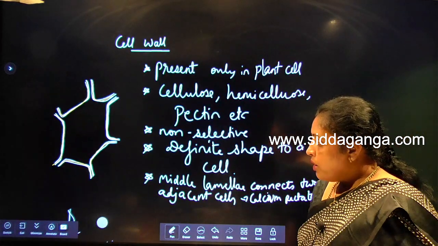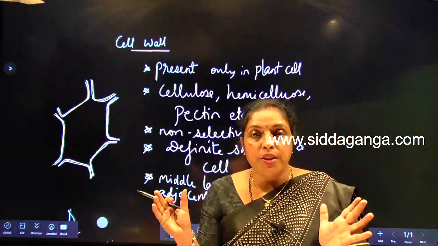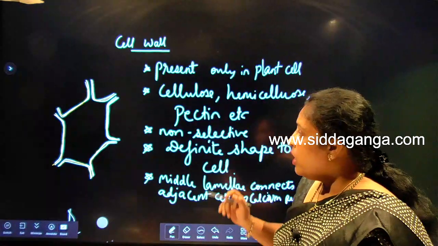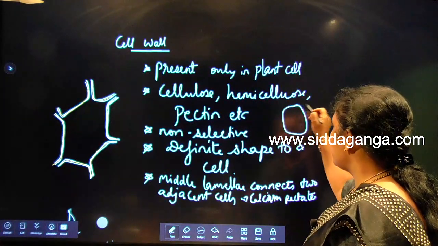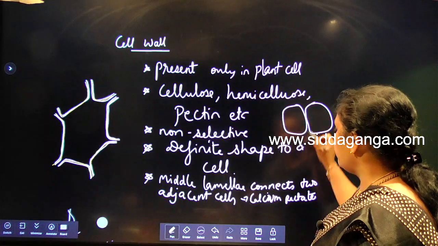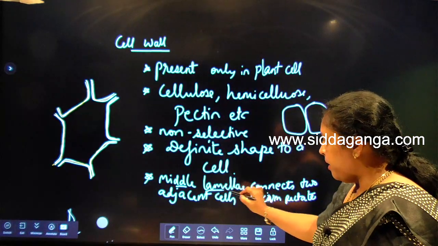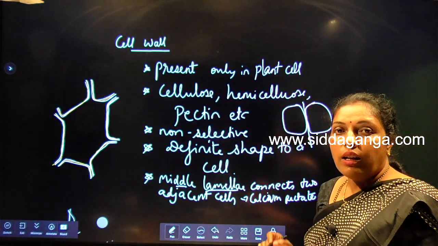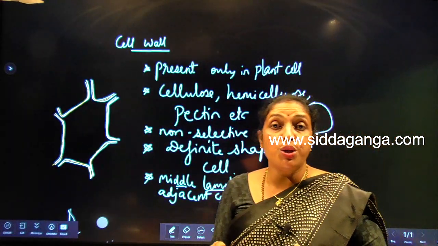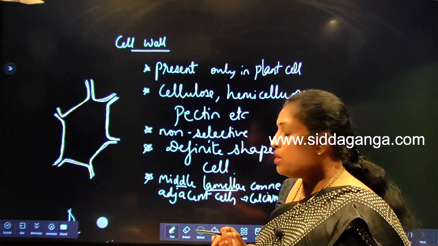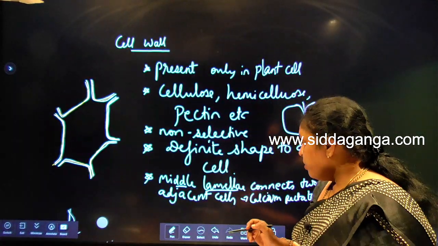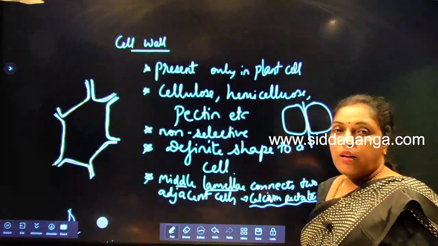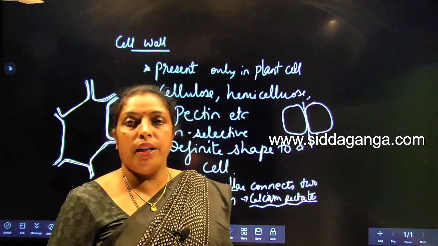If the two cells separate from each other, there we see the dissolution of the middle lamella. Two plant cells are connected with each other with the help of the middle lamella. When two cells are separating, there we see the dissolution of the middle lamella. There is absence of middle lamella. So that middle lamella is made up of a substance called calcium pectate.